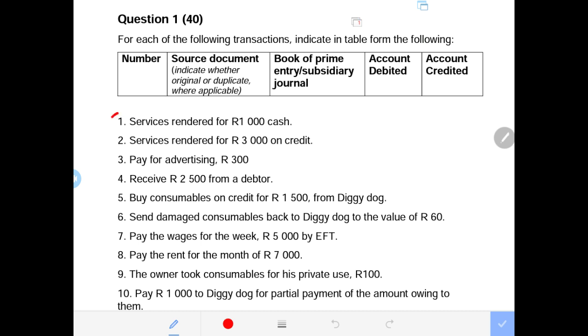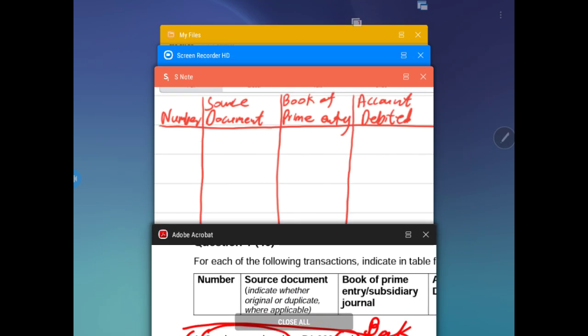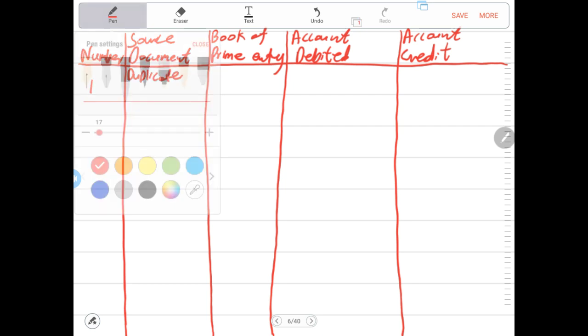So under our number 1, we have clarified that 2 accounts are affected. The first account affected is services rendered. The second account affected is cash, which is our bank. We said bank is on the debit side and services rendered is on the credit side. Now let us do our recording. Number 1, we said this will be a duplicate receipt. It can be one of them or a cash register roll. Let me just use duplicate receipt.